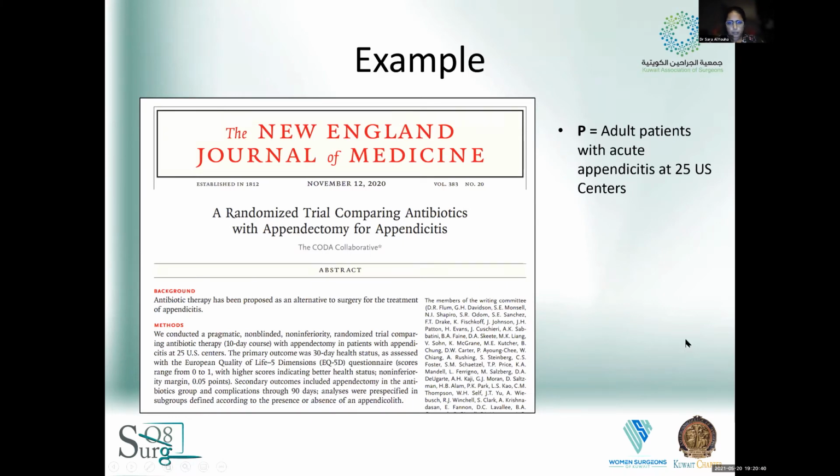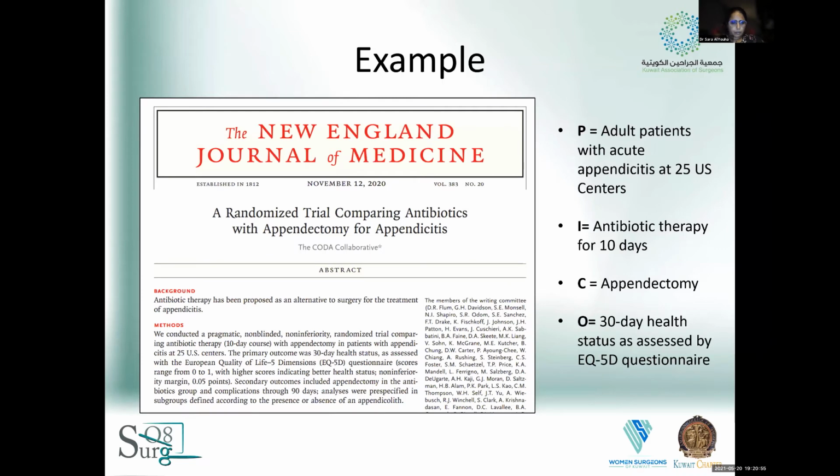So the P for this one is going to be adult patients with acute appendicitis at 25 US centers. The I is going to be antibiotic therapy for 10 days. The C is going to be appendectomy. And the O is basically they have 30-day health status as assessed by some sort of questionnaire. So you can see that as soon as you read the abstract in a paper, you can immediately make a small table and write down the PICO, and it will immediately frame your mind to what are the next things you should be looking at when you're critically appraising.